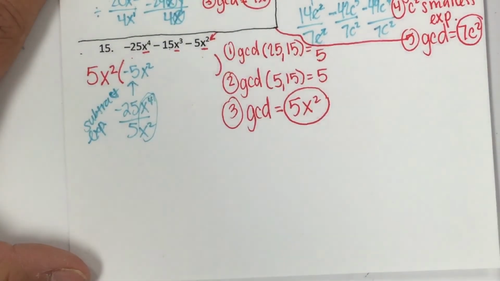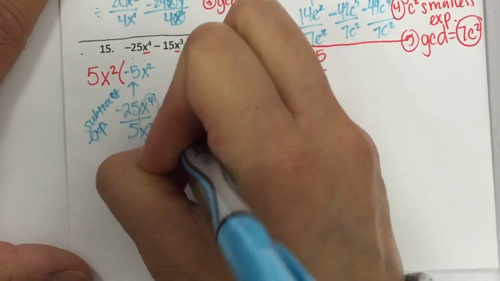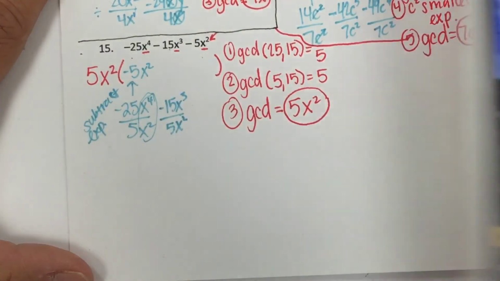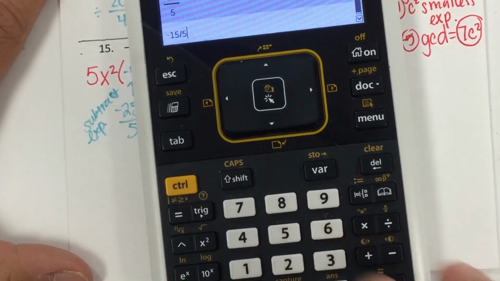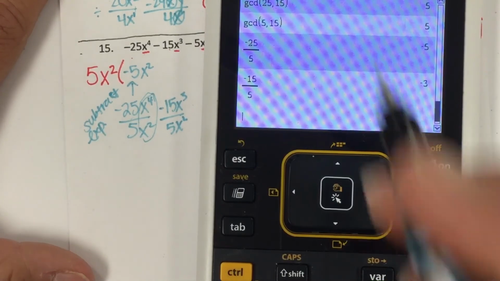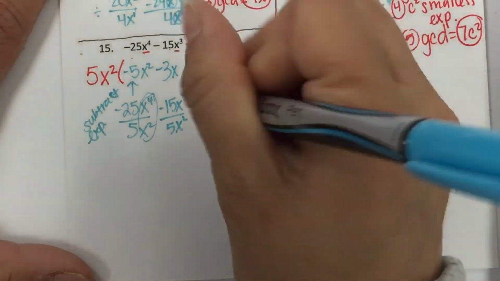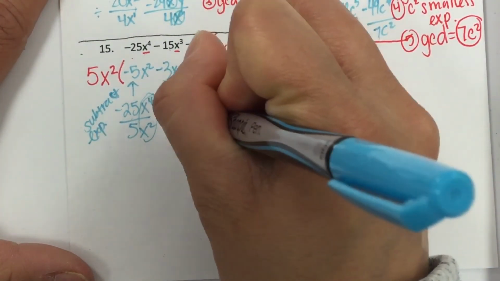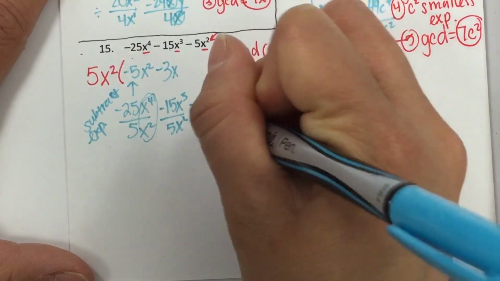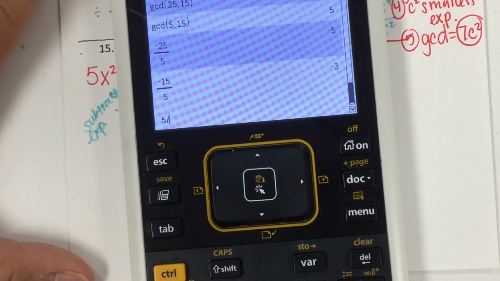Next, you're going to take negative 15x cubed and divide it by 5x squared. So when you divide negative 15 by 5, you get a negative 3. For your x's you subtract, so minus 3x. And then last, you take negative 5x squared and divide it by 5x squared. So your x squares are going to cancel, but 5 is not going to cancel. If you take negative 5 and divide it by 5, you get a negative 1. So minus 1. And this is your final answer.